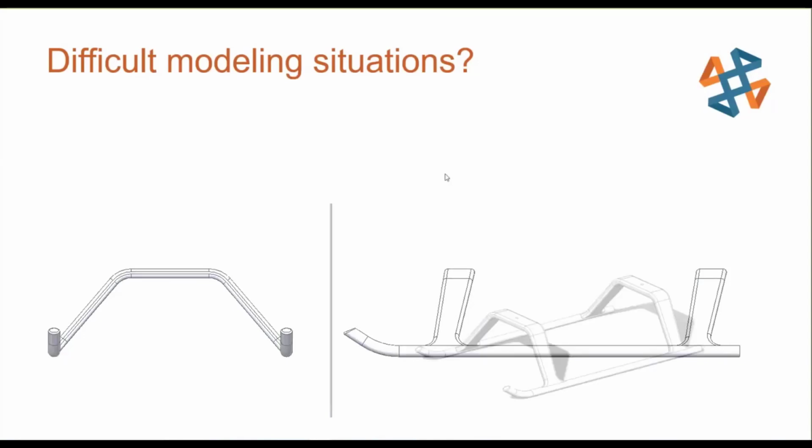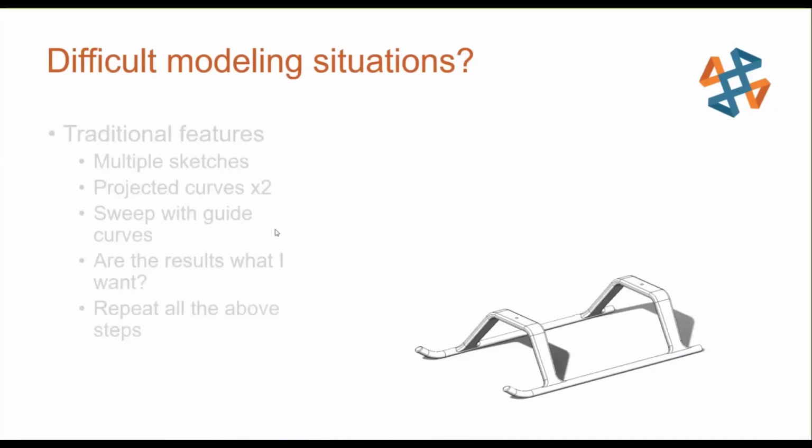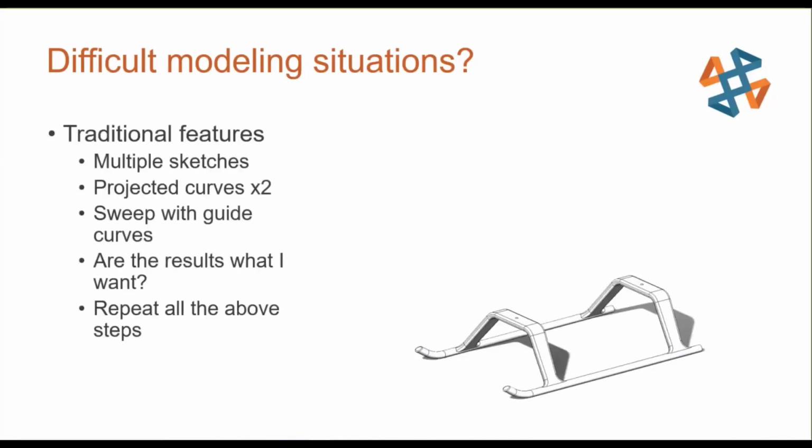So I thought about this. If you're going to model a part like this, traditional features, meaning trying not to use multi-body techniques, requires multiple sketches. I needed a couple of projected curves. Therefore, I could do a sweep with guide curves. And depending on the result of all of that, if it's good enough, then I would need to repeat all of those steps to take the leg in the back, for example, and then model the leg in the front, or vice versa. So it's definitely a fairly involved operation.